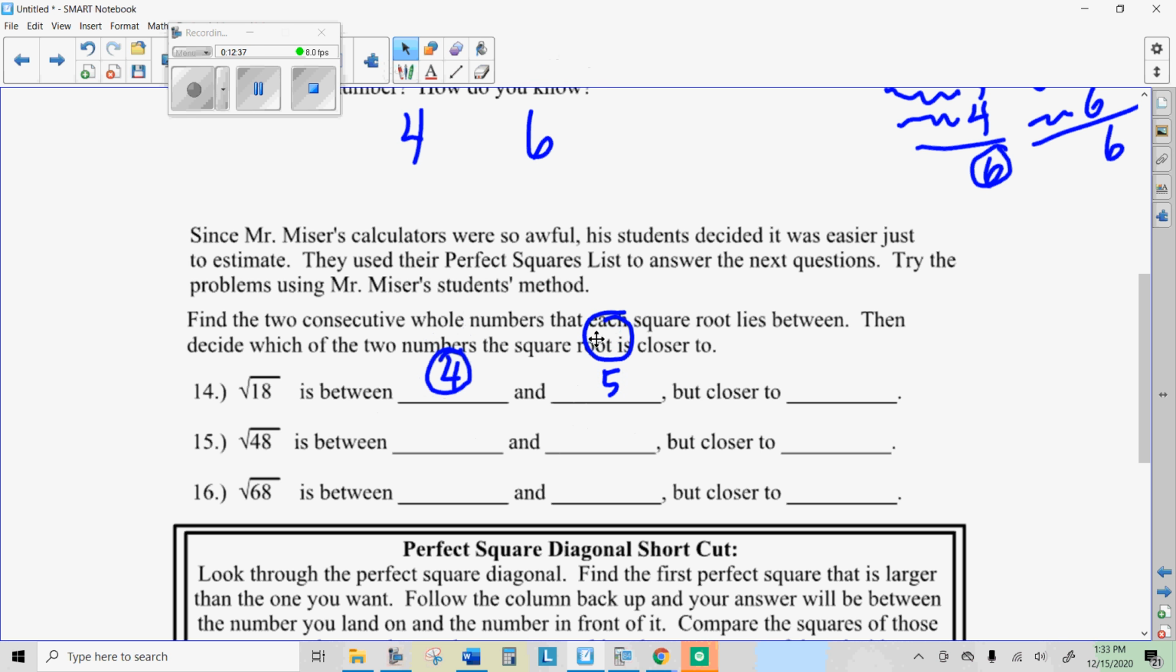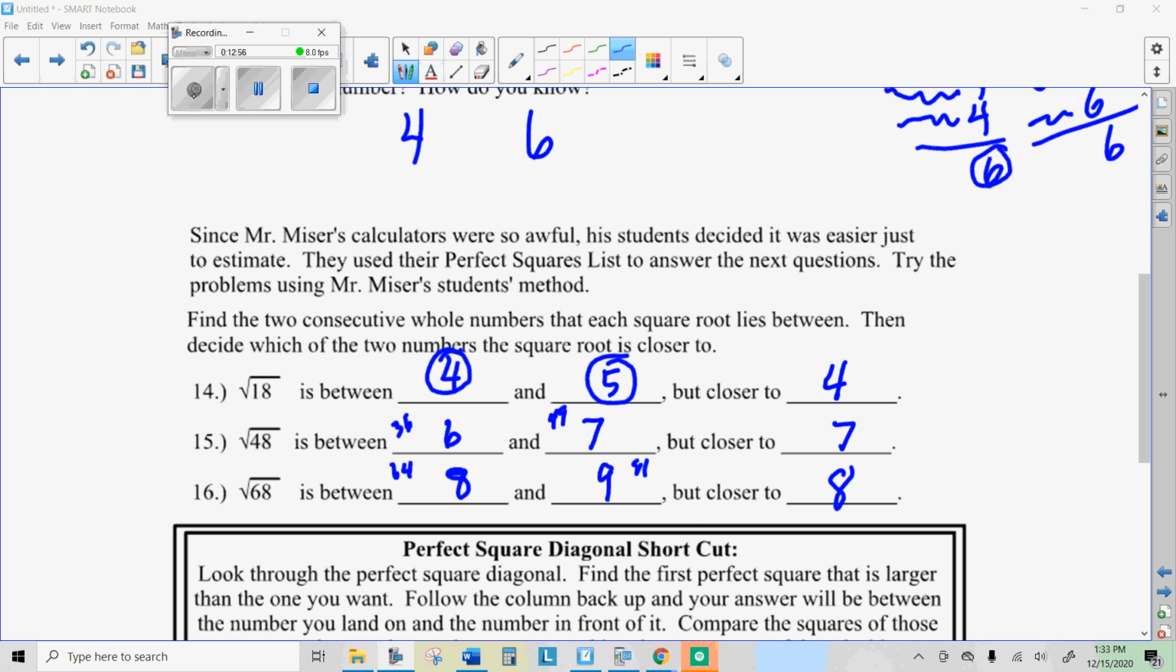And I know that it's closer to 4 because 18 is closer to 16. So it's 4 point something and it's closer to 4. All right, so go ahead and fill in the next.